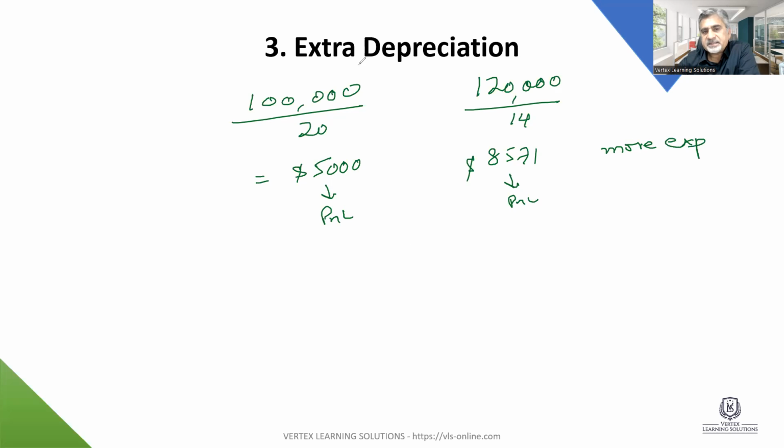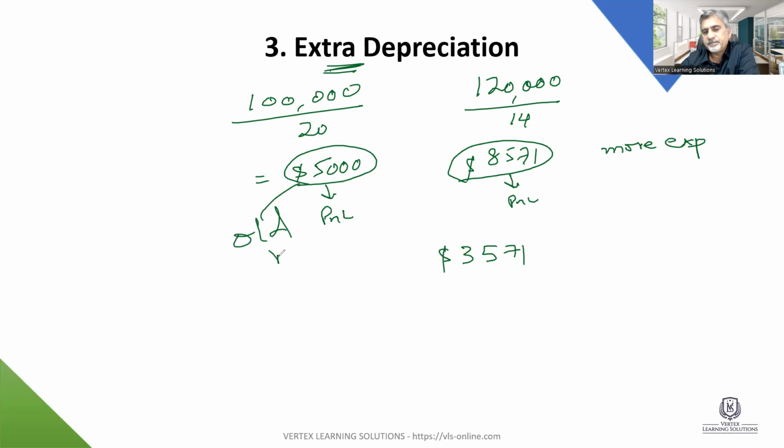My extra depreciation is actually 3,571. This 3,571 is the difference between the new depreciation and the old depreciation. This is old depreciation and this is the new depreciation. And the problem begins from here.